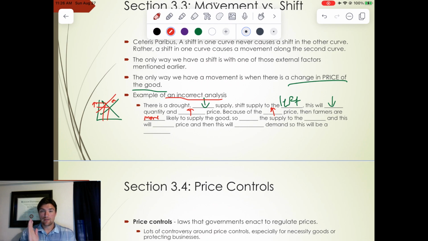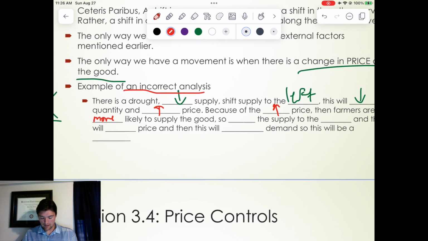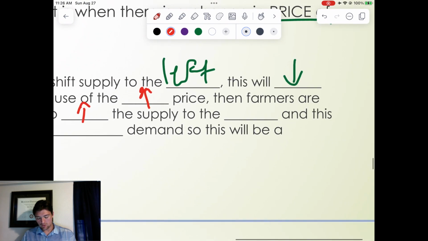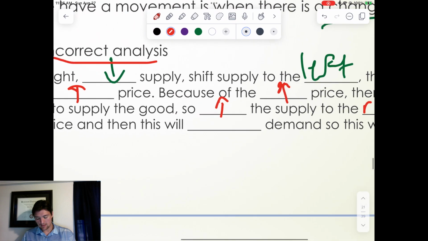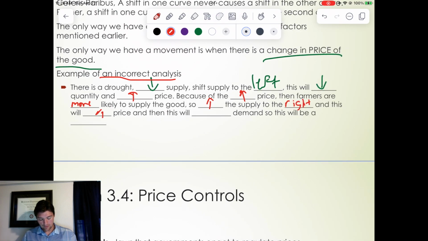Because there was a drought, you're having less supply, and that is why the price increases. Now, because the price is higher, this does not mean you're going to have more people selling things. So we're not going to have a situation where farmers are more likely to supply the good, which will increase the supply to the right. And then because of the price decrease, then this will increase the demand. So this will be a shift. This is an incorrect analysis.